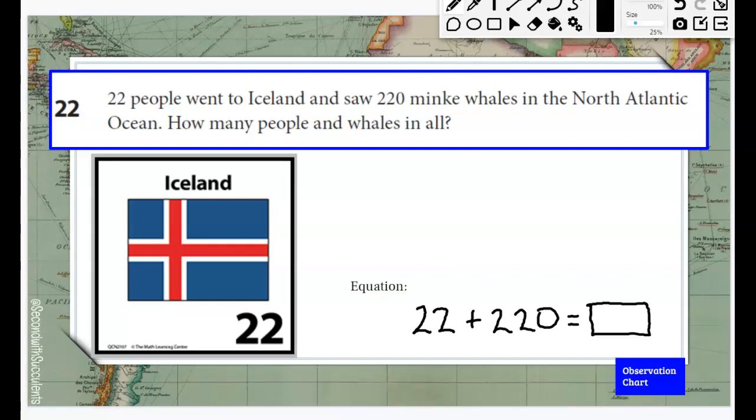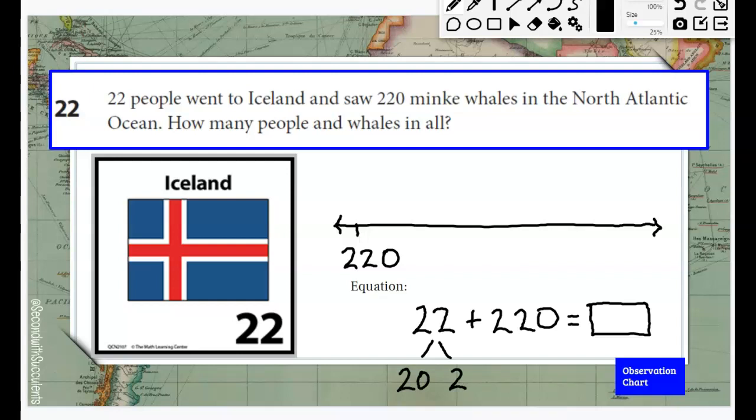Let's draw our open number line if you haven't already. Draw your arrows at the ends. Now we are adding together 220 plus 22. So we will start with our bigger number to make our addition go a little more quickly. Now I know if I have 220, I can break up my tens and ones to see that I'll be adding 20 plus 2. Well, I know that 20 plus 20 is a double. So 220 plus 20 brings me to 240.